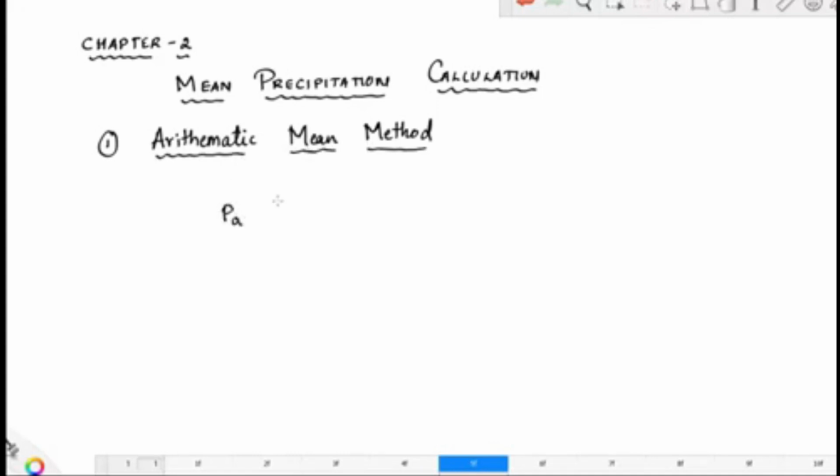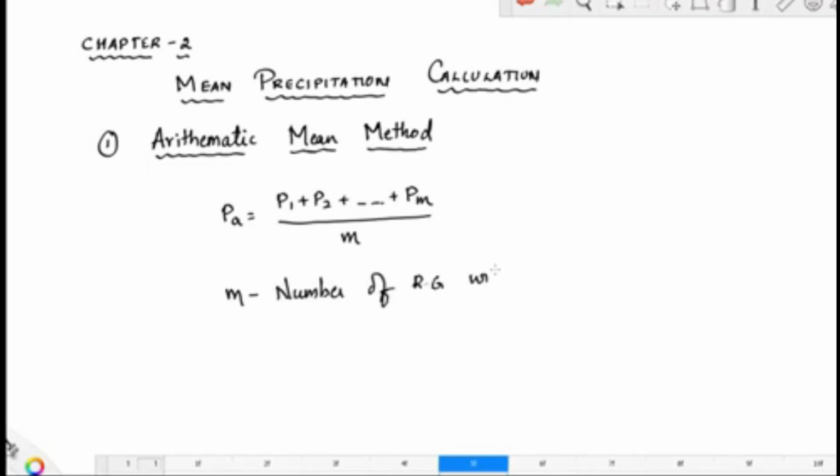So PA will be equal to P1 plus P2 till PM divided by M, where M is representing the number of rain gauges within the catchment. So M represents the number of rain gauges within the catchment.